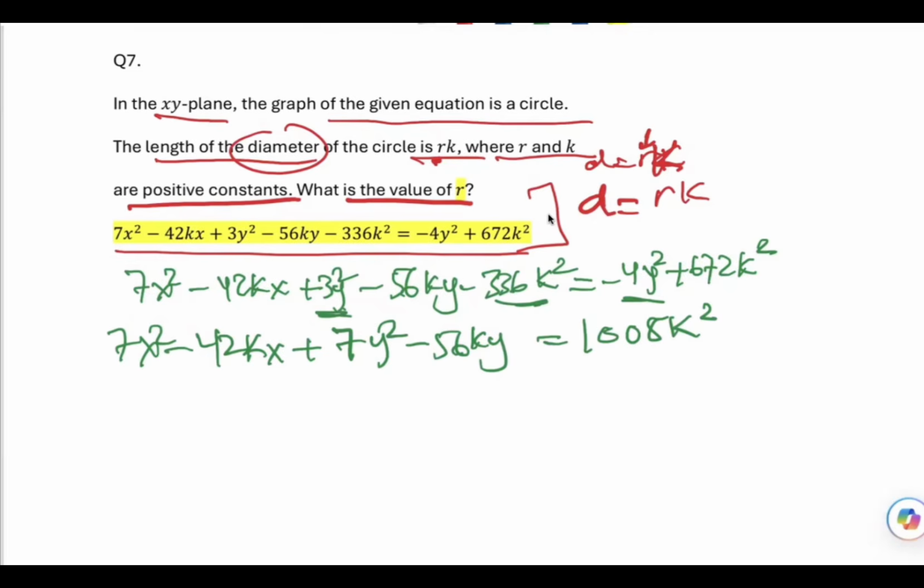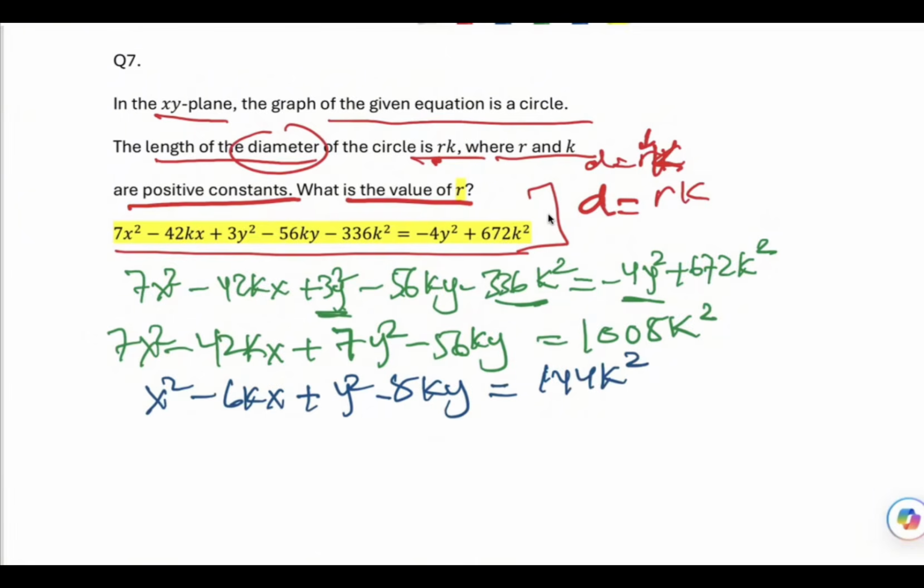You know you got to complete the square, right? But before that, the 7 is complicating the situation. A circle always needs to have the x exponent be 1, to be a unit circle, and to be a normal way so that you can complete the square easily. Therefore, divide everything by 7. I have x squared, this is going to turn into 6kx. This is y squared, this will be 8ky. And this will be 1008 divided by 7, which is 144k squared.